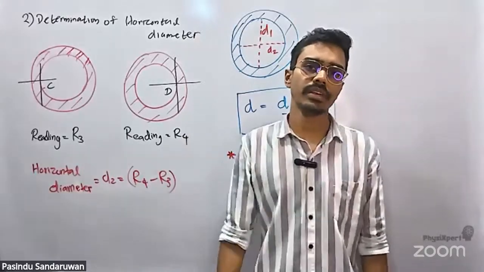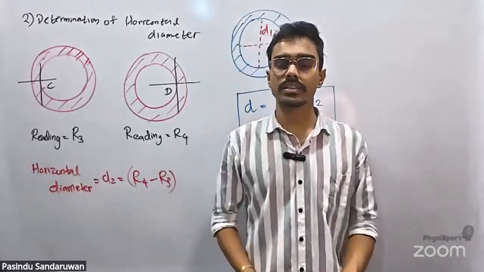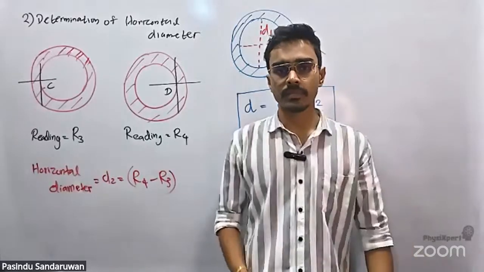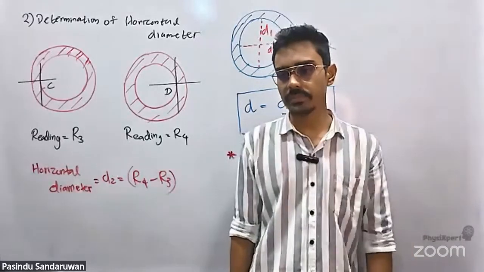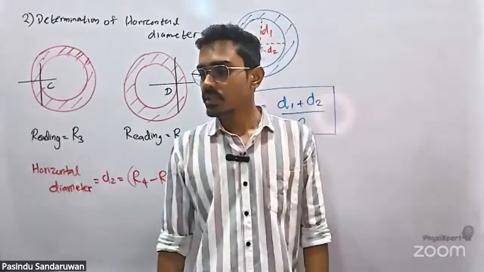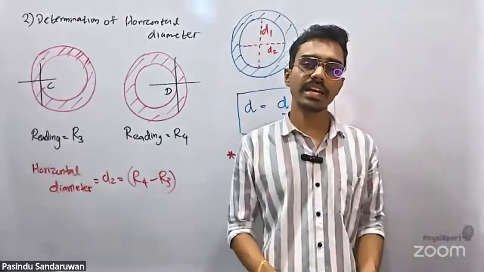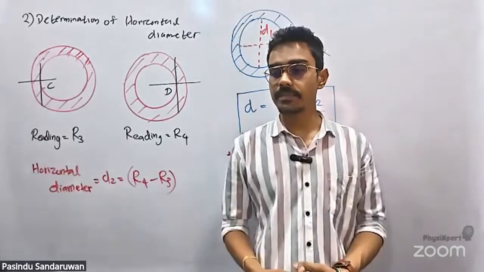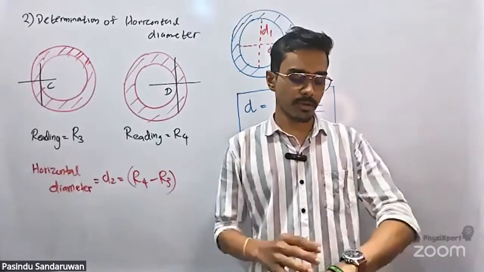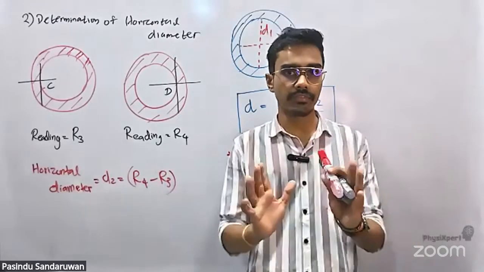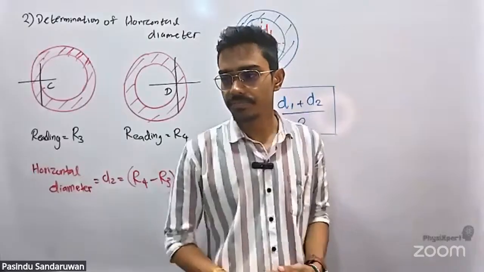So therefore, we are not going to discuss zero errors of traveling microscope separately, because that is exactly same as vernier caliper, right? With that, that's the end of the theory parts that we have discussed about traveling microscope. Tell me if you have any questions.